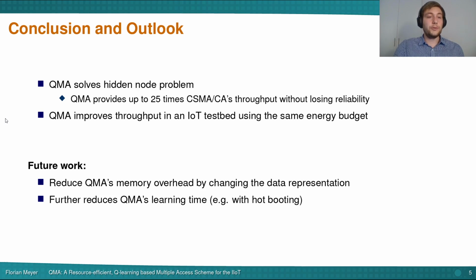Now that already brings me to the conclusion. We can conclude that QMA definitely solves the hidden node problem by providing up to 25 times CSMA-CA's throughput without losing any reliability. What I didn't show you here is we did some experiment in an IoT testbed where we achieved a higher throughput than CSMA using the same energy budget, and in the future work we would like to reduce QMA's memory overhead a bit by changing the data representation from float to some fixed point arithmetic, and to reduce the learning time a bit more.